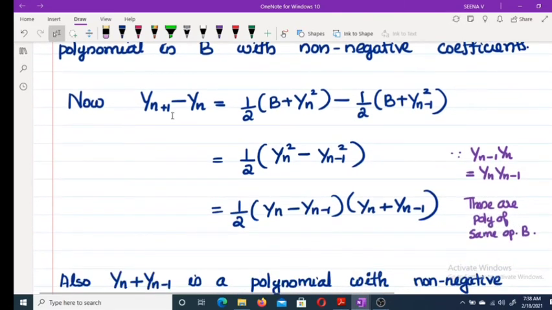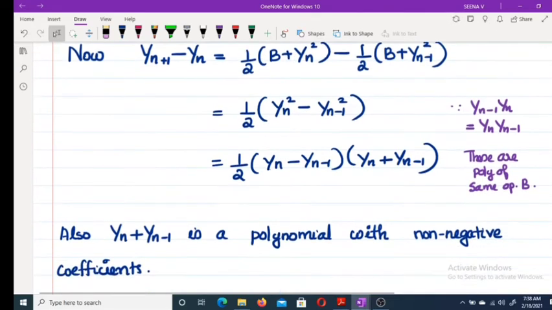What is yn plus 1 minus yn? Yn plus 1 is this one, yn is this one. Subtracting, we get this one. Okay, so we can write this as yn minus yn minus 1 into yn plus yn minus 1, because this is yn square, and yn minus 1, this is minus yn minus 1 yn. Both are equal because these are polynomials in the same operator b. So we can write like this.